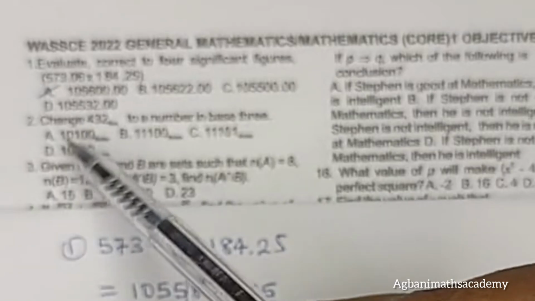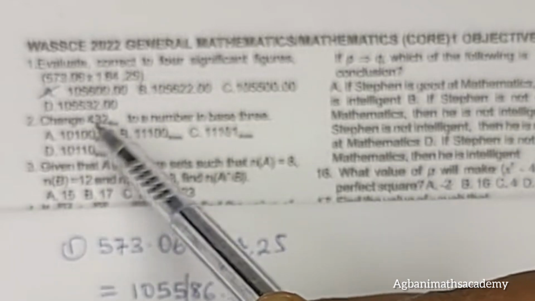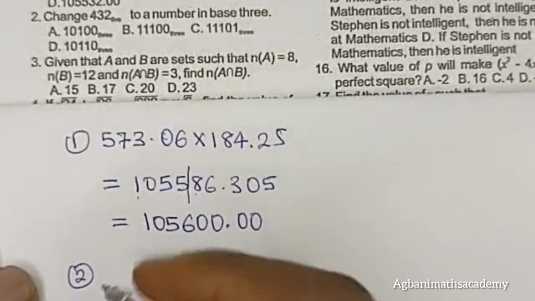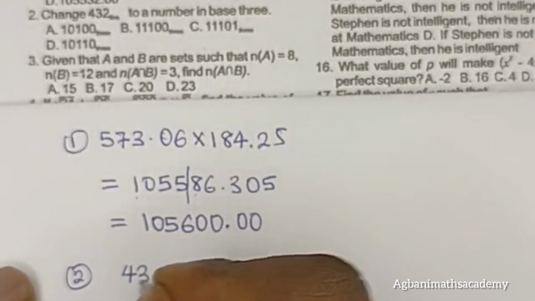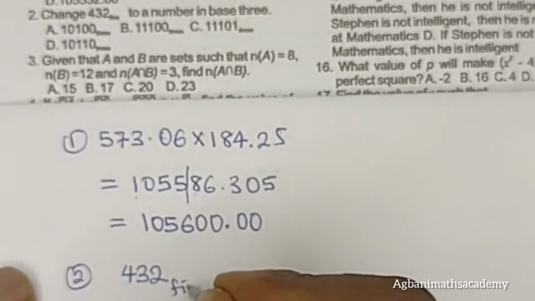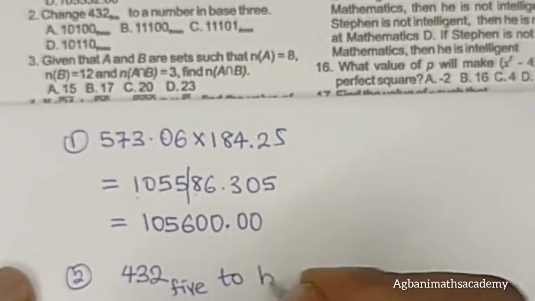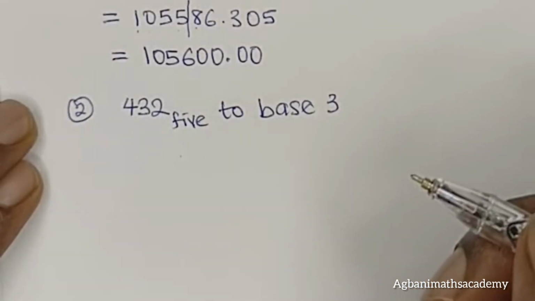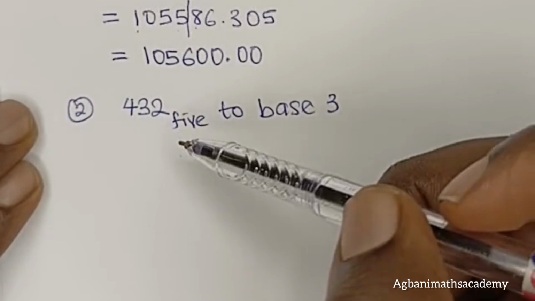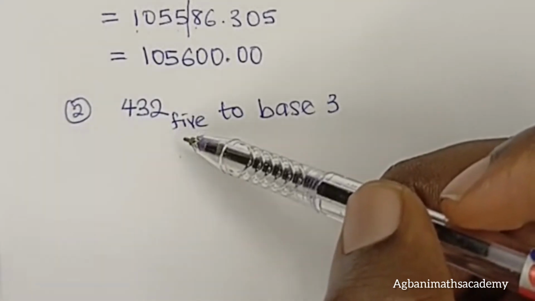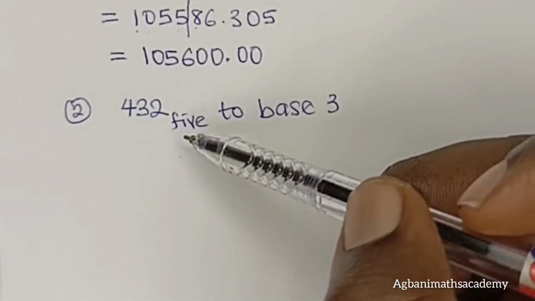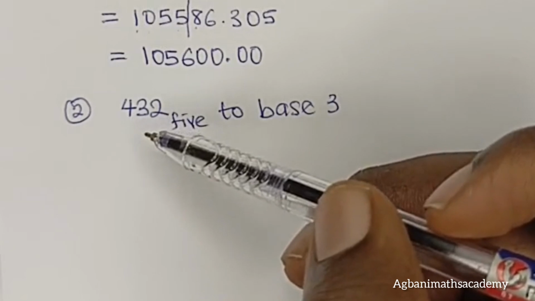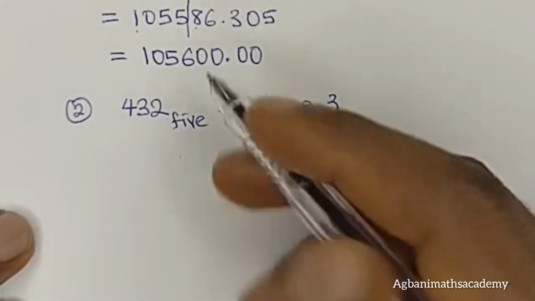Okay. Second question is change 432 base 5 to a number in base 3. So we are supposed to change 432 base 5 to base 3. So to do this, we cannot just change from base 5 directly to base 3. We have to first change the base 5 number to base 10. So let's change this base 5 number to base 10.